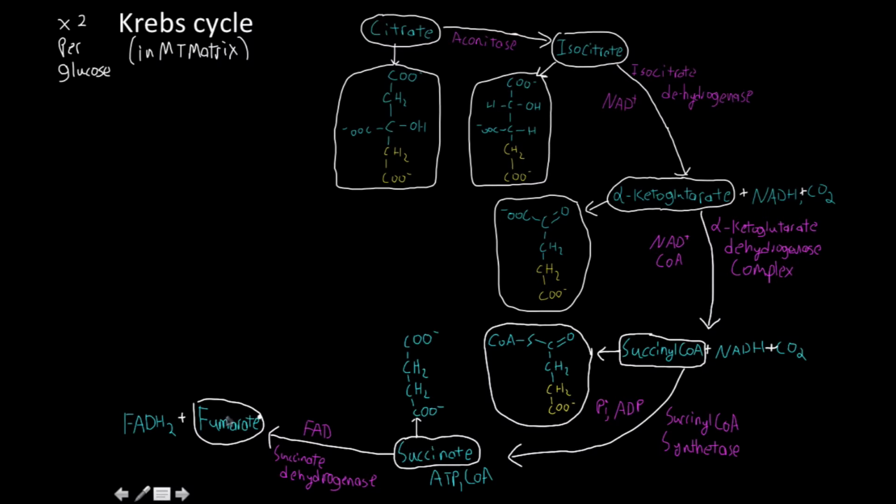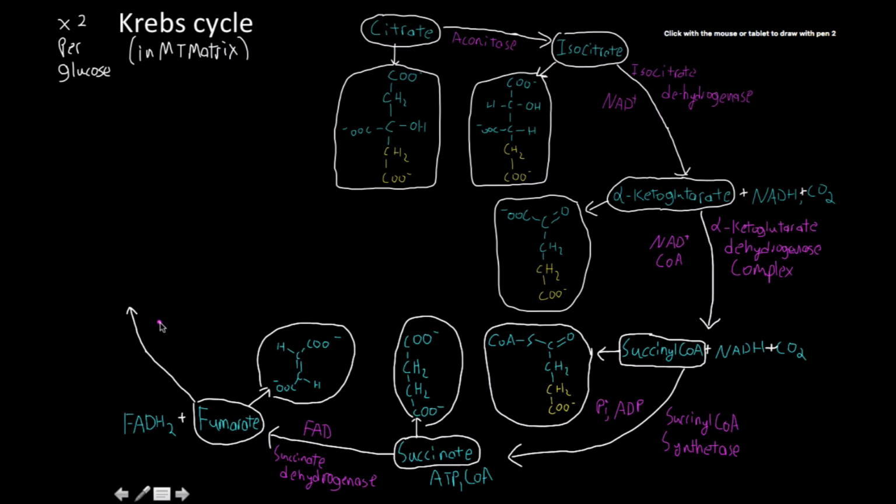In this context, succinate is being converted to fumarate. So let's draw the structure of fumarate so you can see what I'm talking about. Next, fumarate is going to react with the enzyme known as fumarase to give us malate.